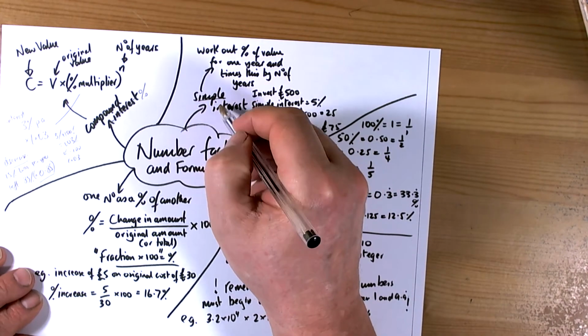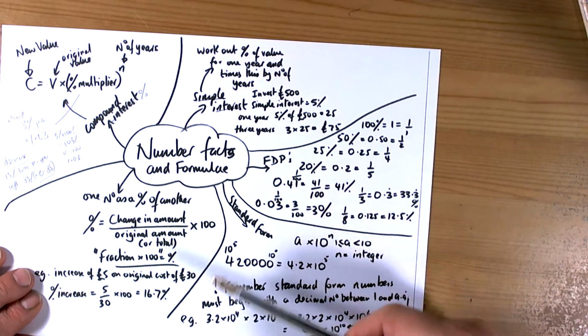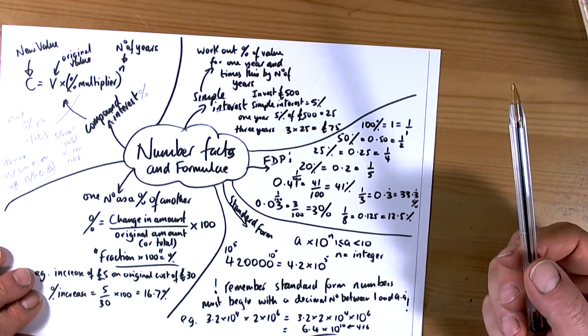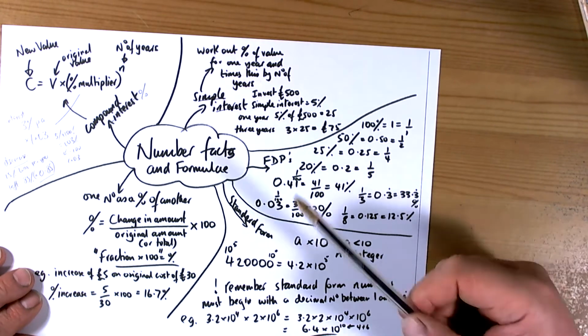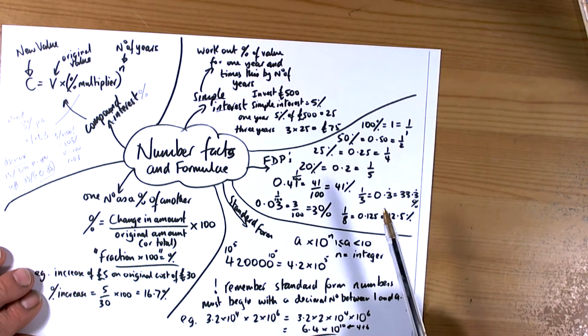Simple interest, you need to remember the difference between simple interest and compound interest. Simple interest is simply you get the same amount every year. So if they said it was 4% interest per year, then you'd work out 4% and then times that by the number of years, and that'll tell you how much interest you get in so many years' time.